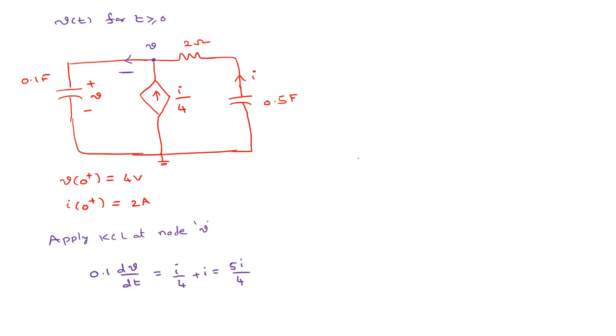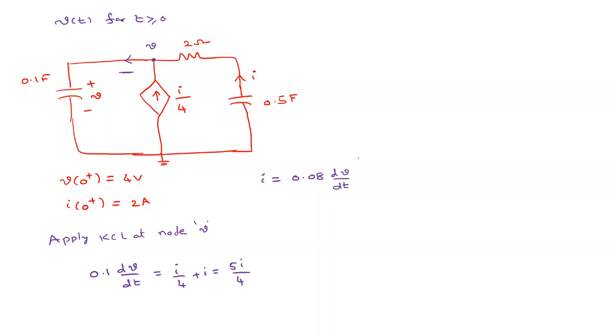So what is the value of I if you bring it to the other side? It will be 5/4, so 0.4 divided by 5. How much is it? 0.08. Is this correct? 0.4 by 5 is 0.08 only, right? Okay, so this is one thing we completed.